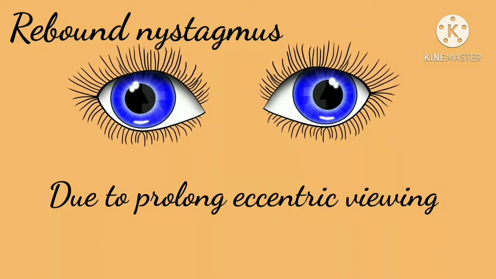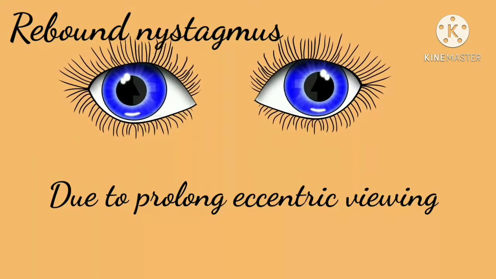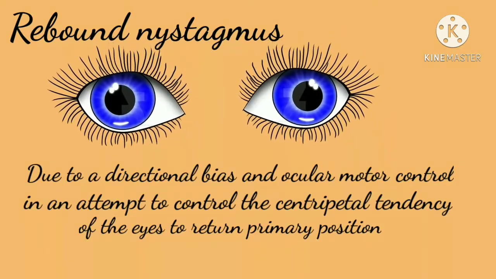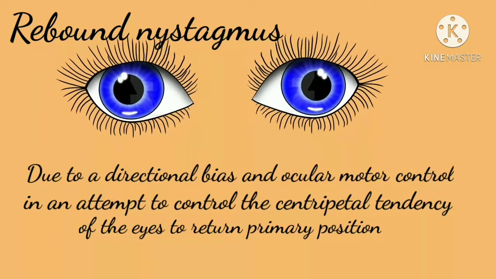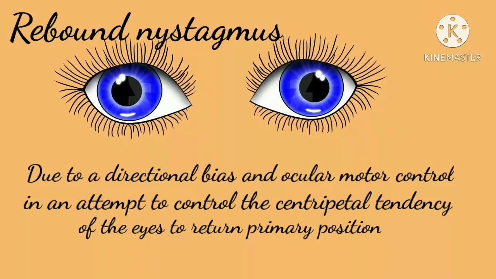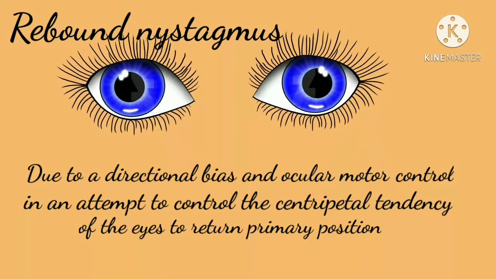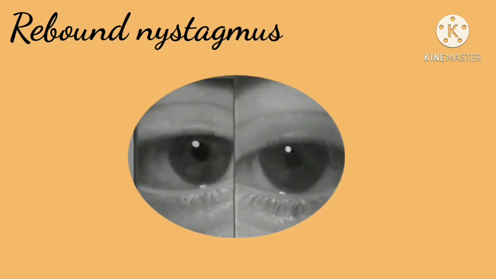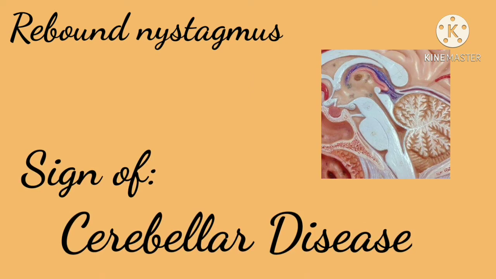Rebound nystagmus. It is due to prolonged eccentric viewing, due to a directional bias in the ocular motor control in an attempt to control the centripetal tendency of the eyes to return to the primary position. A few beats of rebound nystagmus may be seen in normal individuals. More persistent rebound nystagmus is a sign of cerebellar disease.